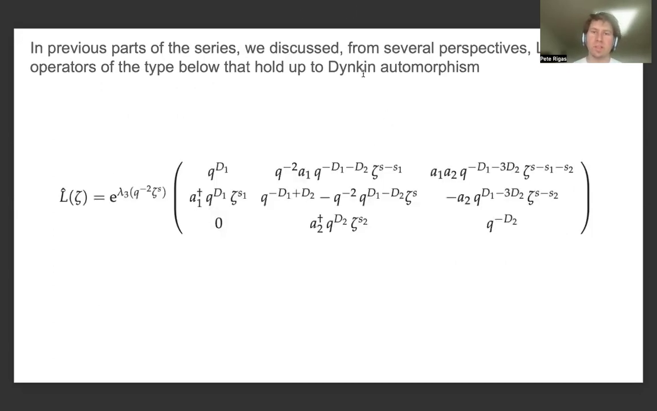And in previous parts of the series, we discussed from several perspectives the operator of the type below, which holds up to Dynkin automorphism. At first, we were discussing some more general qualities about it and how it relates to the construction of the universal R matrix, which satisfies the Yang-Baxter equation, and how there's a factorization of this universal R matrix into combinatorial objects, which results from assumptions that we enforce on the universal R matrix from representation theory.